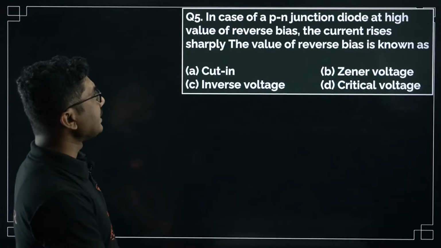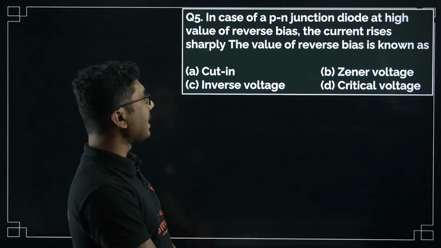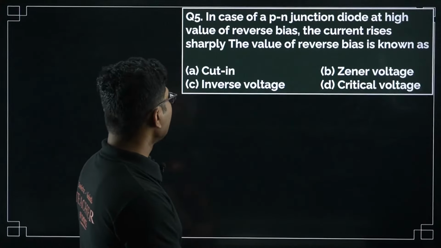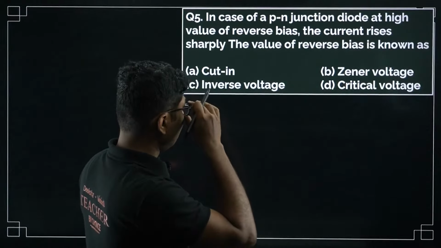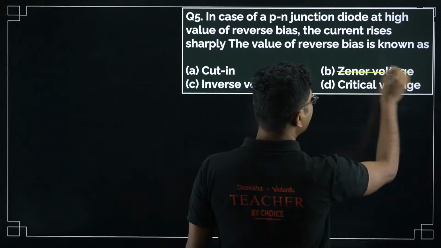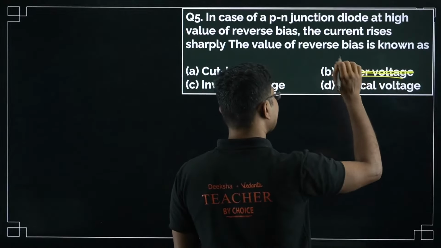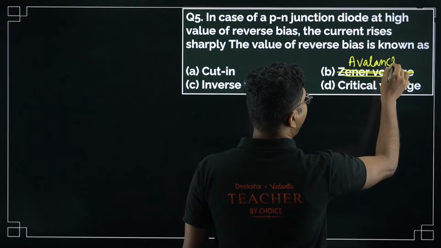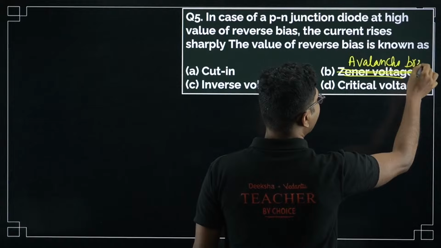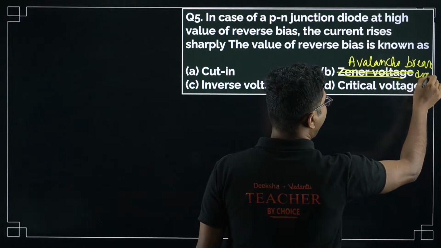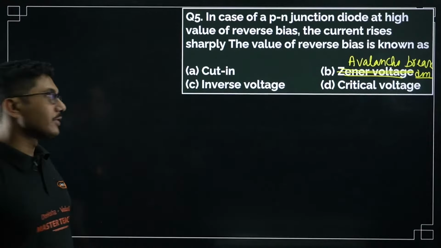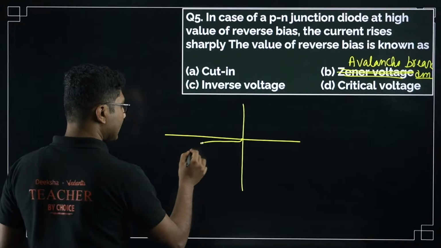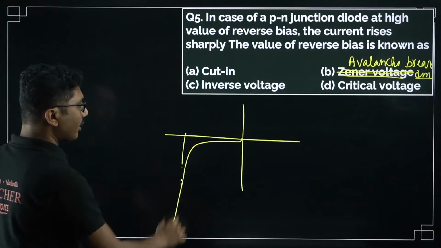In case of a PN junction diode at a high value of the reverse bias, the current rises sharply. The value of reverse bias is known as... this is not Zener voltage, even though the correct answer for this question would be Zener voltage. It is called avalanche breakdown. That is still part of the syllabus, avalanche breakdown. Zener voltage is not part of the syllabus. If you increase the reverse voltage, the current suddenly increases. This is called avalanche breakdown.